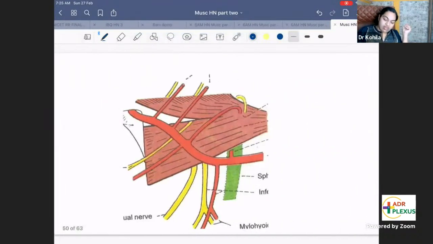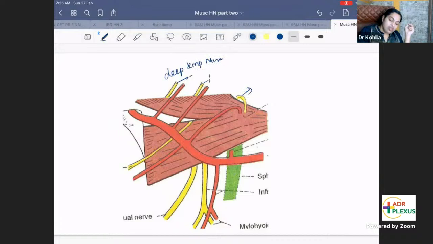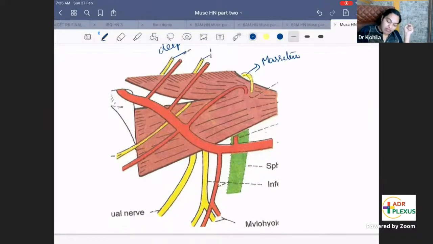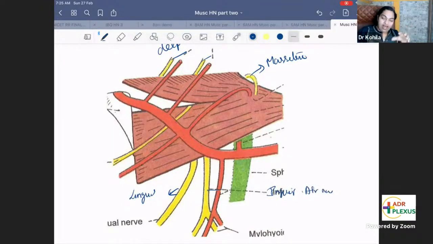Relations of lateral pterygoid are important. I told you it has two heads. Upper border of the lateral pterygoid will be related to the deep temporal nerves and the masseteric nerve. And the lower border is very important, related to the lingual nerve and the inferior alveolar nerve.